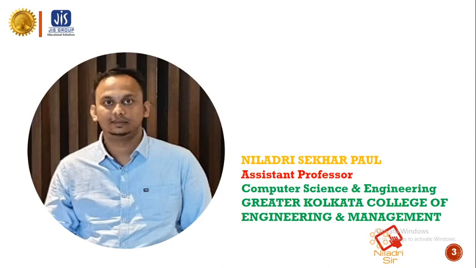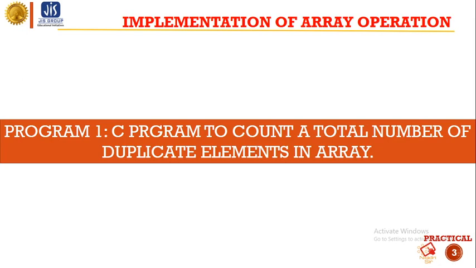Okay, so let's do the C program. Our first program is to find the total number of duplicate elements in an array. That means an array may have multiple duplicate elements. Suppose the array elements are 4, 6, 2, 6, 3 and 2. As you can see, multiple elements have the same values. So we have to find how many elements are there in that array which have duplicates.